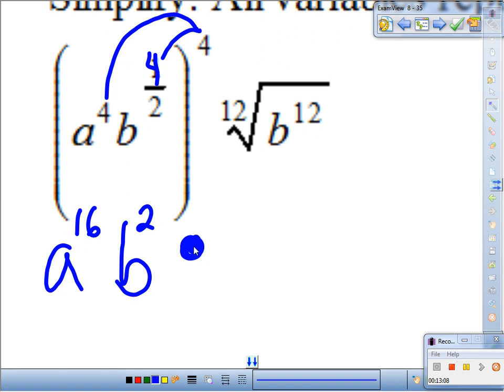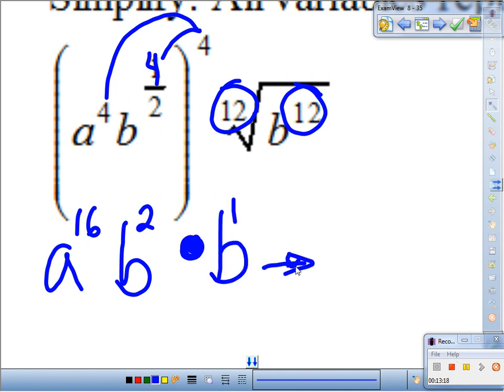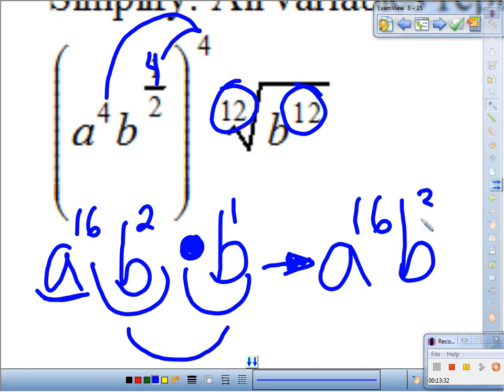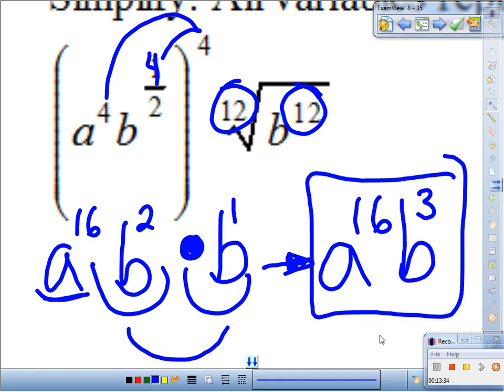Times. Now we focus on this one. What happens to the exponent and the index? You divide. 12 divided by 12 is 1. Therefore, are we done? No. Let's multiply same bases. This is not the same base, so therefore I bring it over here, a to the 16. These are the same base, so therefore, what is b to the 2nd times b to the 1st? That's b to the 3rd. And we got that? All right, good.